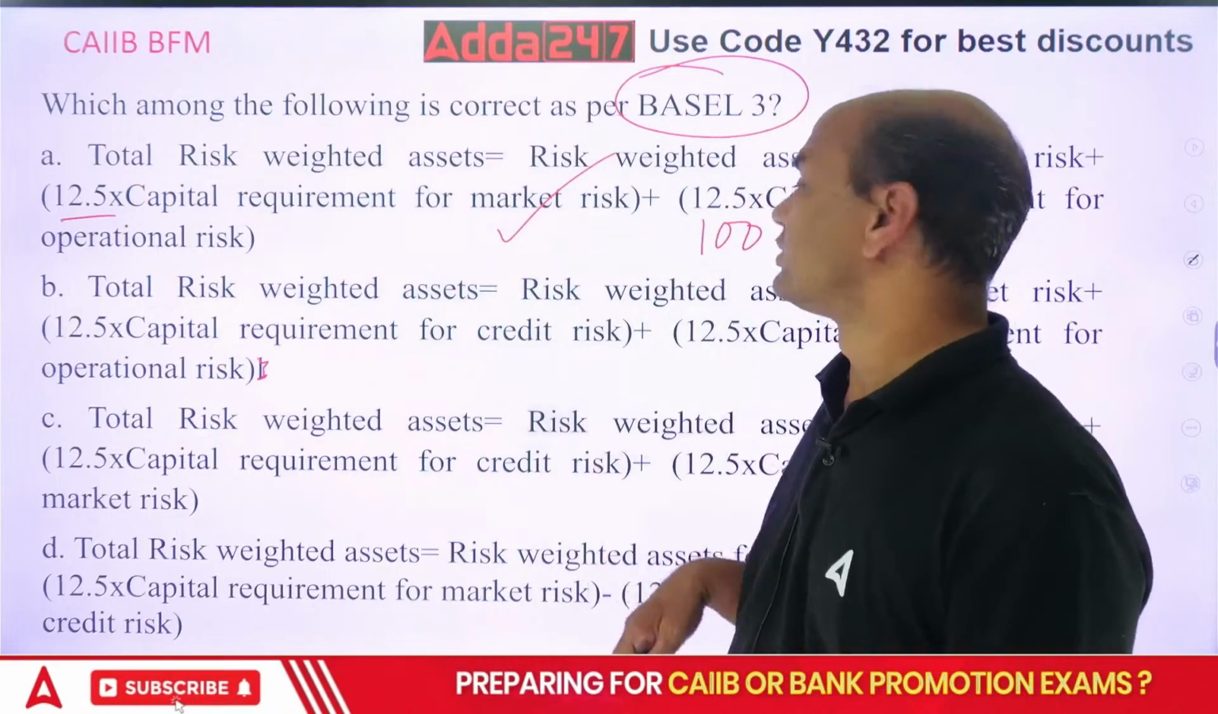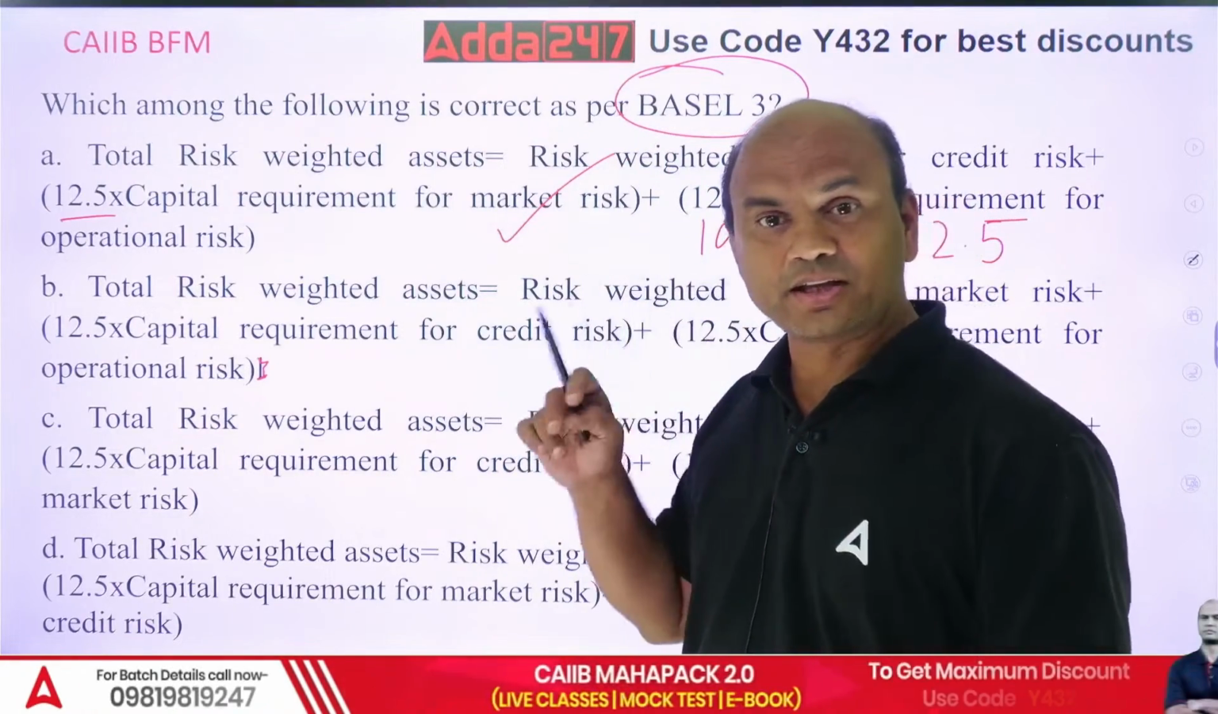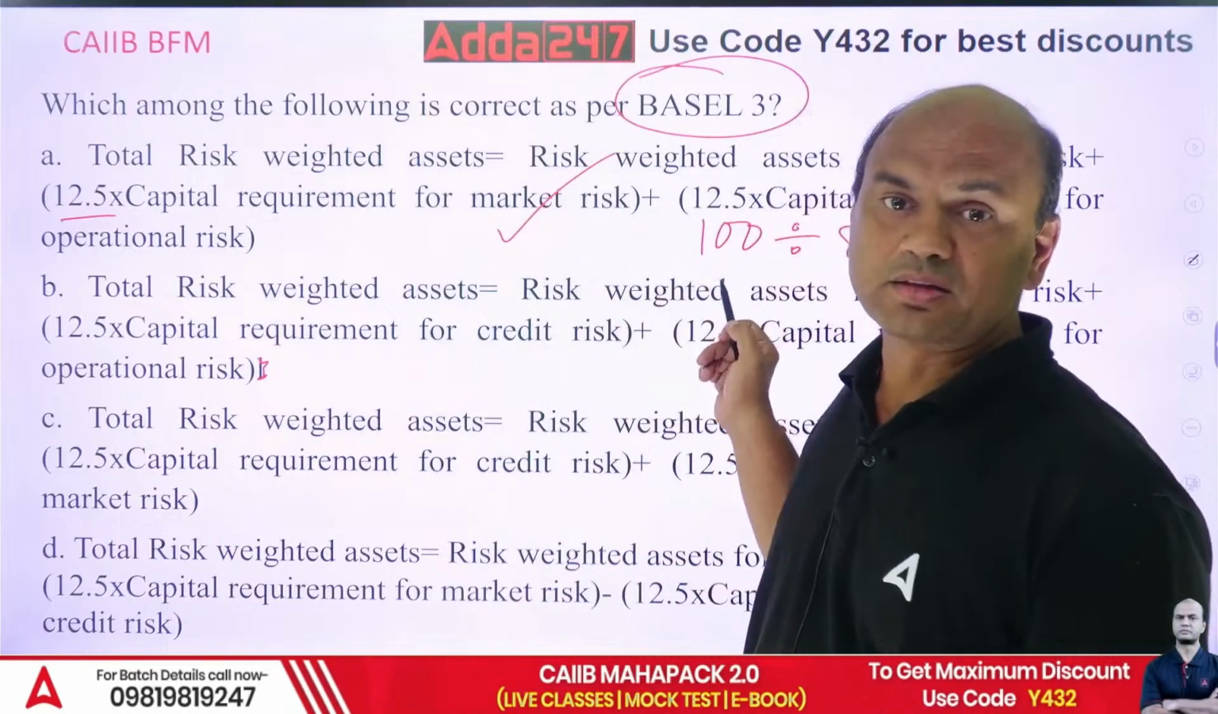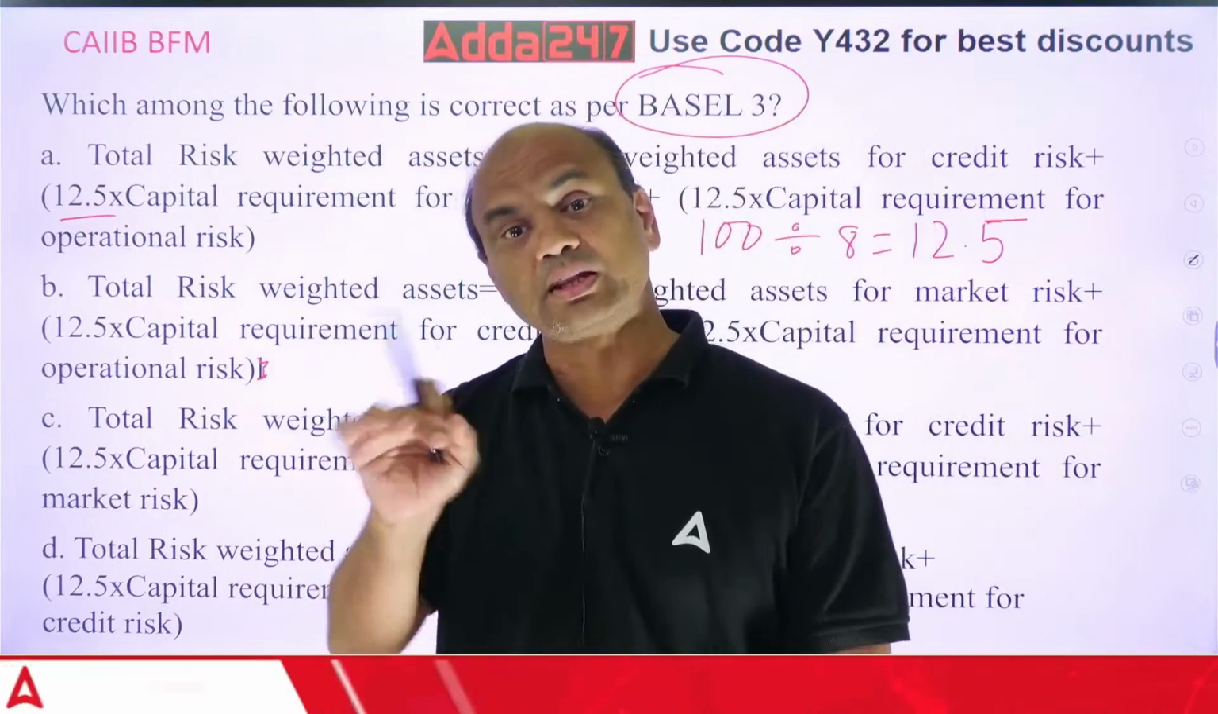So now, actually as per RBI, you should divide this by 9, or even 11.5 now, not even 9. You should divide it by 11.5.